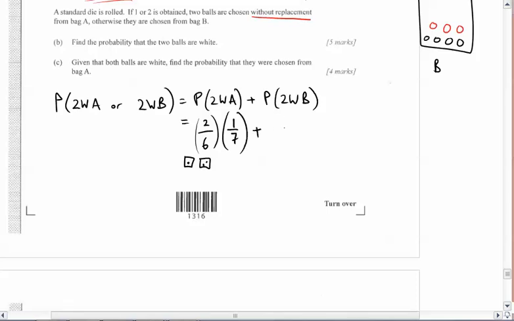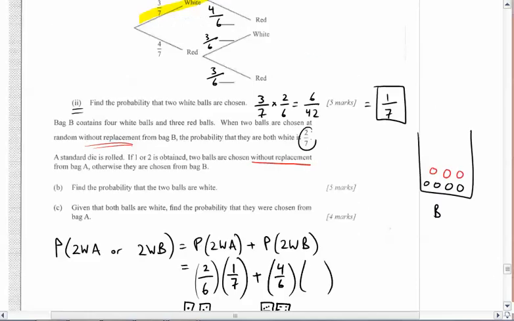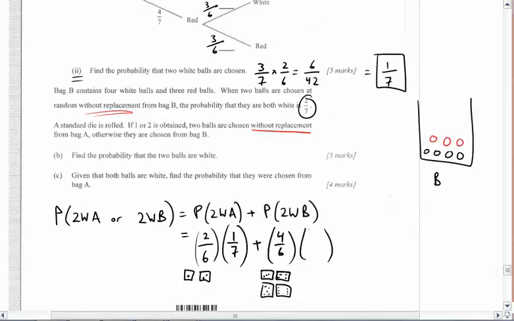What's the chance that you would choose from B? Well, we would choose from B if we got 3, 4, 5, or 6. So that would be 4 out of 6 chance. And the chance that we get 2 balls from B, 2 white balls, is given to us. It's 2 out of 7. So the total probability is 2 out of 42 plus 8 out of 42, or 10 out of 42, aka 5 out of 21.